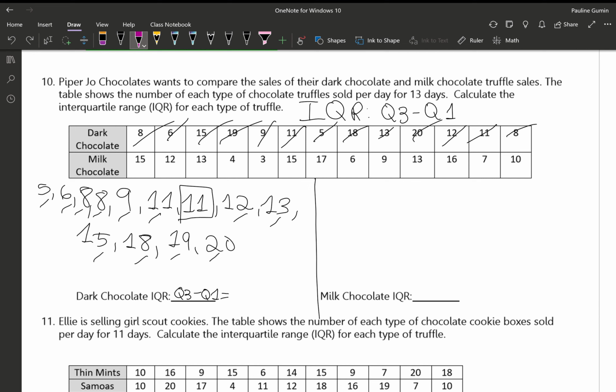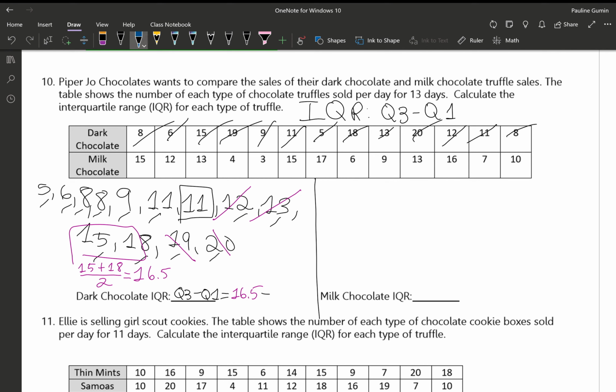Whoa, that was way thicker than I intended it to be. Let's try, there we go. Cross one off, cross one off, cross one off, cross one off. We are stuck with both 15 and 18 in the middle. When we have two numbers in the middle, we find our median by adding them and dividing by 2. What I got here is 16.5. Wonderful. We found Q3.